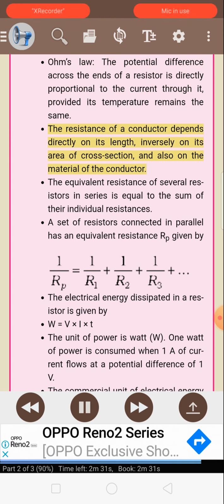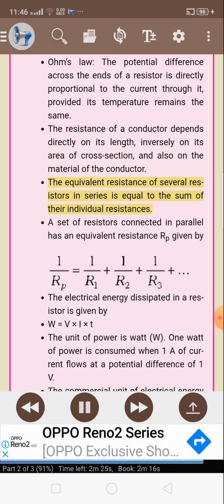The resistance of a conductor depends directly on its length, inversely on its area of cross-section, and also on the material of the conductor. The equivalent resistance of several resistors in series is equal to the sum of their individual resistances. A set of resistors connected in parallel has an equivalent resistance Rp given by.